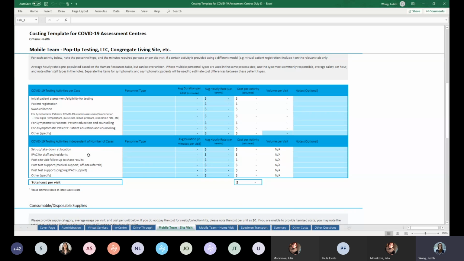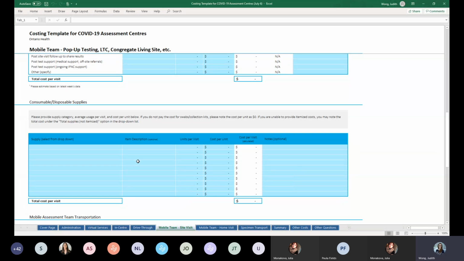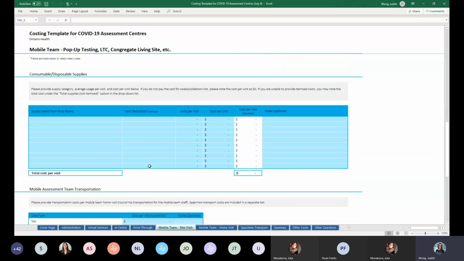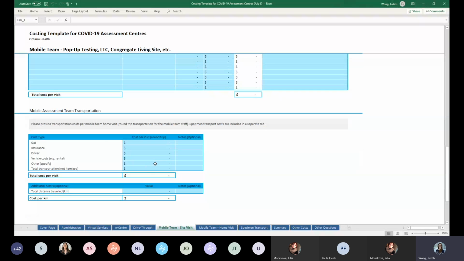The list of activities is a little bit different for the mobile team, but the structure of the data is the same as on previous tabs. The supplies data collection is the same. And then for mobile teams, we also are requesting information on the cost associated with transportation. So this is the cost per visit round trip to transport your mobile team staff to the site.